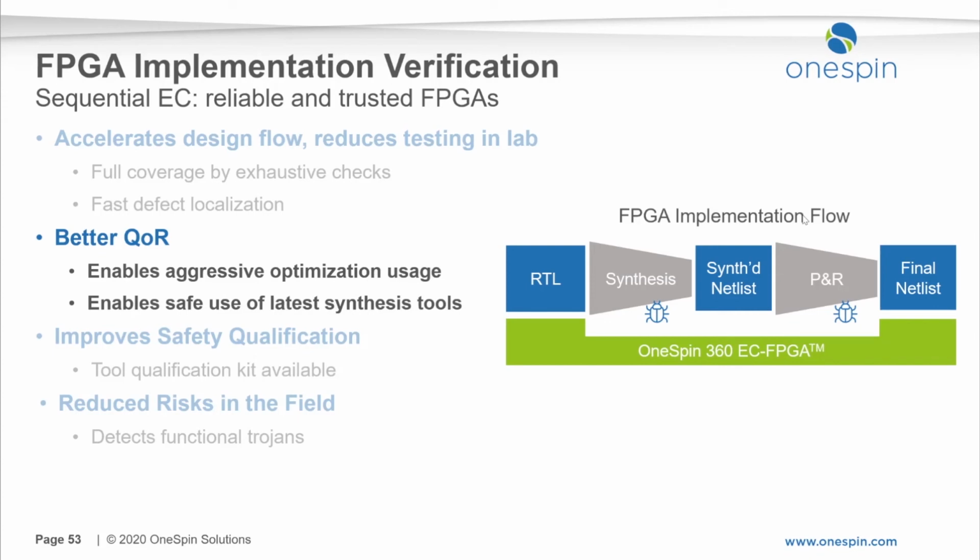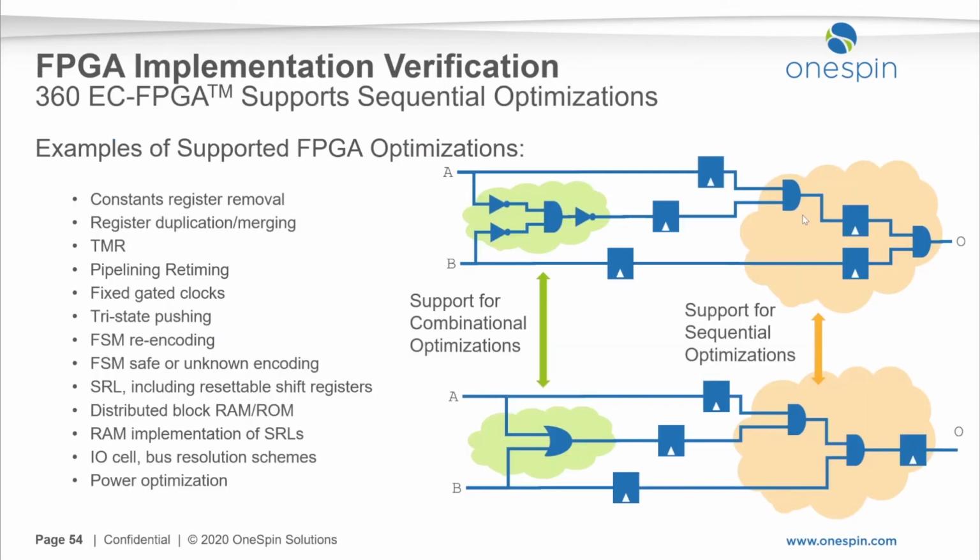And why is FPGA equivalence checking so important? You might be used to the ASIC world, and you think that you could do the same with the same tools for FPGAs, but that is very far from the truth, to be honest. If you look at a typical FPGA, and they're getting more and more complex, there are numerous optimizations that the synthesis tool will do. Some of these are FSM re-encoding, triple module redundancy, RAM implementation of SRLs, you name it. Each next generation of FPGAs will result in more and more optimizations.